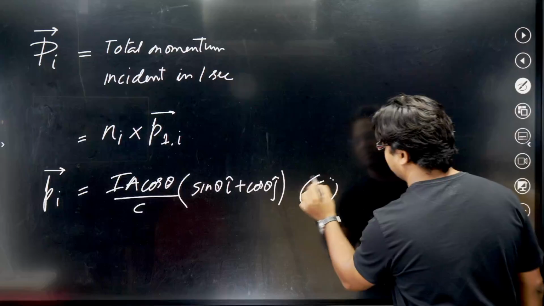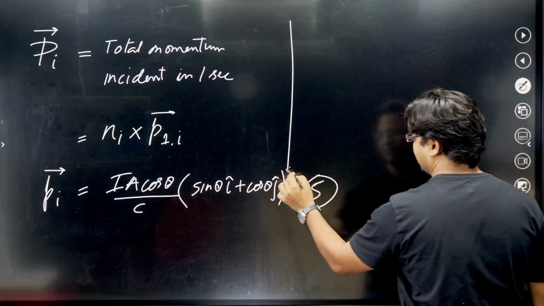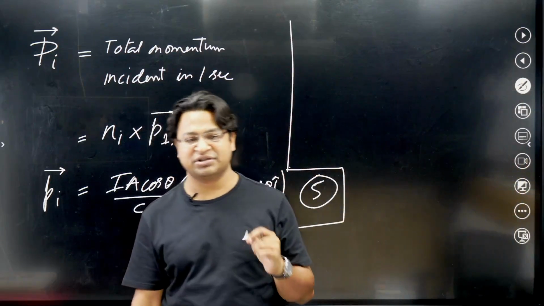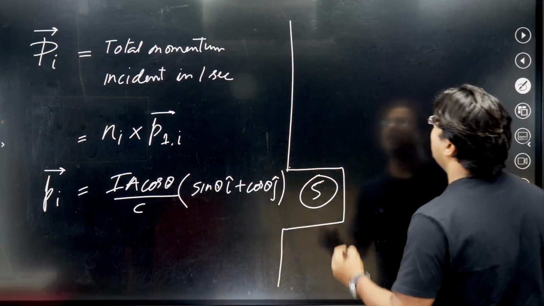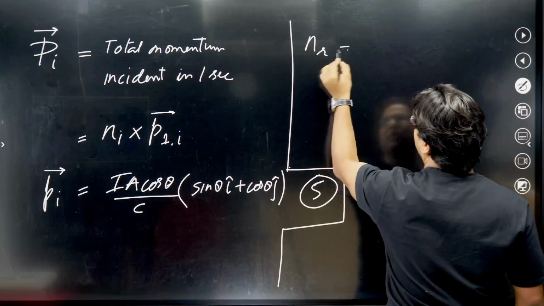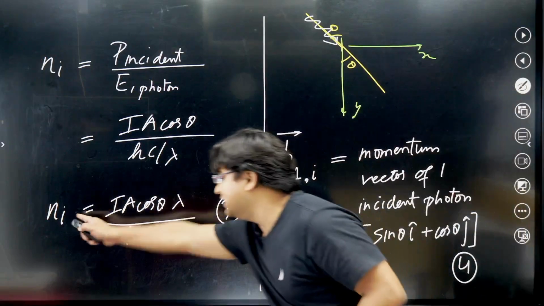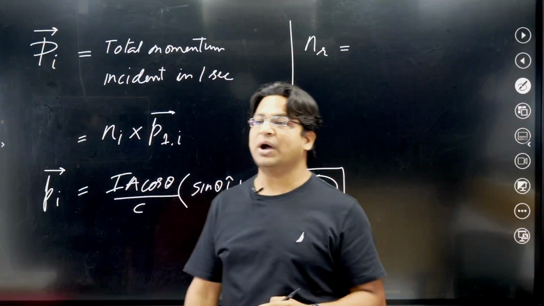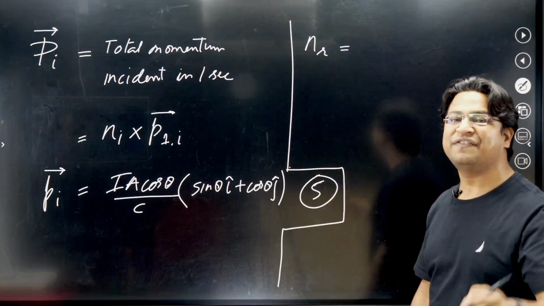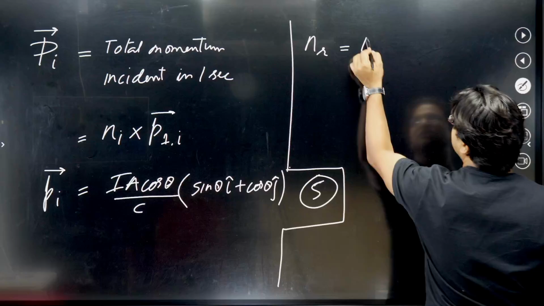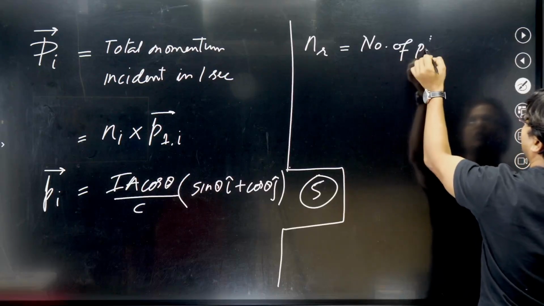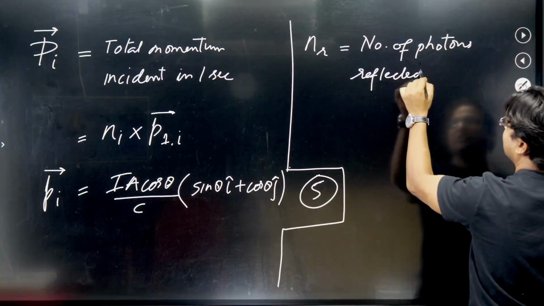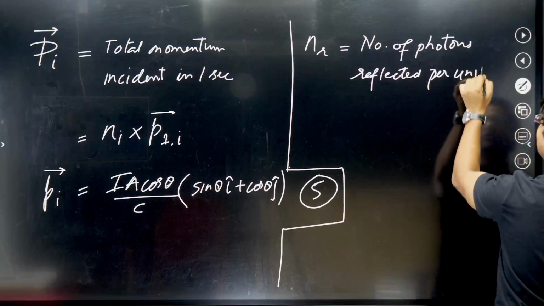Let me call this equation number 5. Okay, so we have calculated how much momentum was incident on the plate in 1 second. Next, let's talk about NR. Now, what is NR? What was NI? NI was the total number of photons incident in 1 second. So NR would be the total number of photons reflected in 1 second, or per unit time. Now, how do I write this?